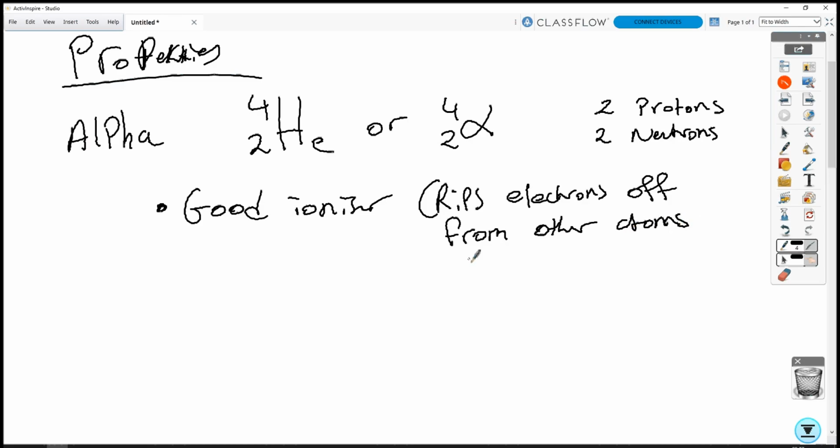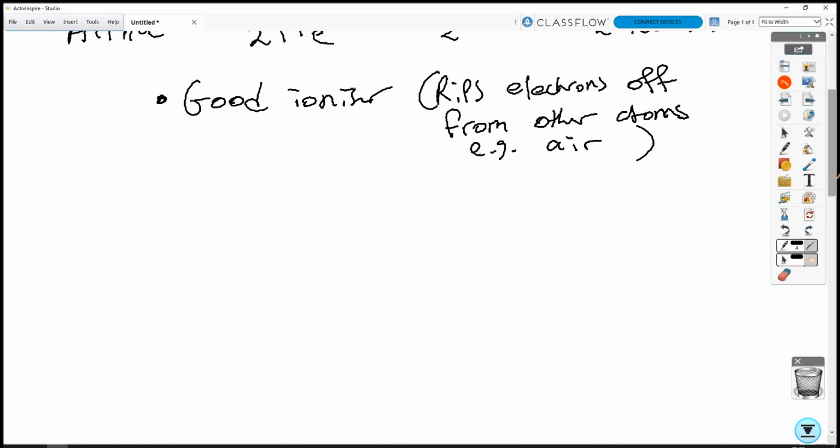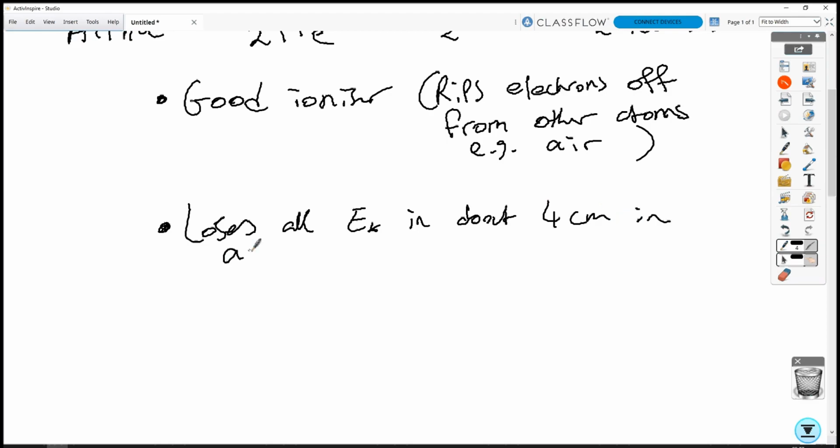For example, in the air, when it's moving through the air, it loses all of its energy while it bumps into these molecules in air in about 4 centimeters and ionizes them. So it loses all EK in about 4 centimeters in air. And it's ionizing the air while it's flying through it.